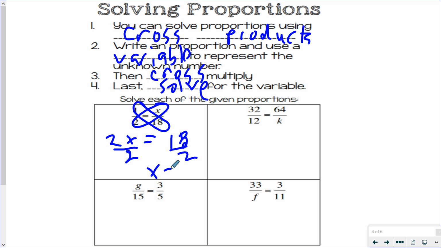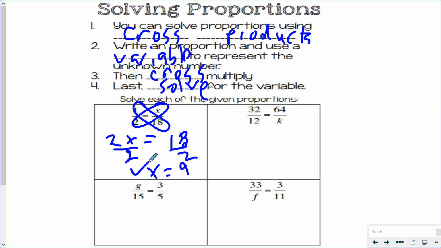So x is equal to 9. So you want to make sure you check it. Is 9 times 2 the same as 1 times 18? 9 times 2 is 18. 1 times 18 is 18. Therefore, x is equal to 9.